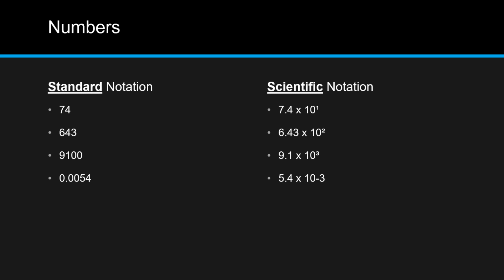On the right, we have scientific notation, which are the exact same numbers as the ones on the left, but they are written very differently. If you'll notice, they each start with a decimal that is between 1 and 10, and then that decimal is multiplied by some power of 10.